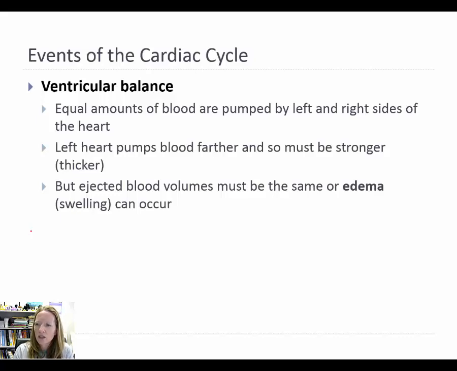We'll take a look a little bit more at edema once we get into the circulation. So we'll get into that a little bit later on.